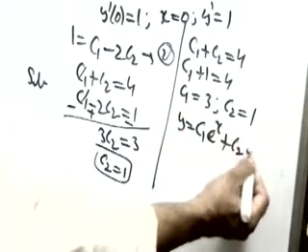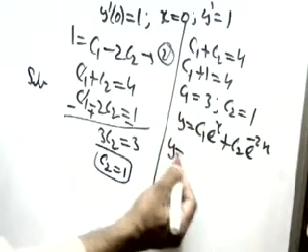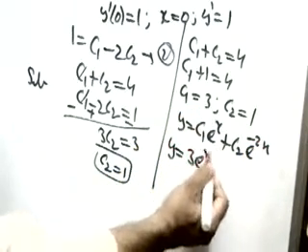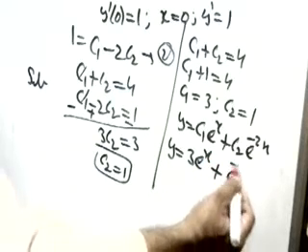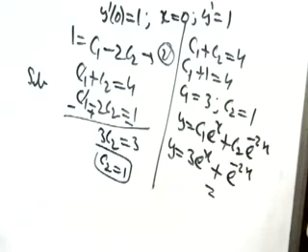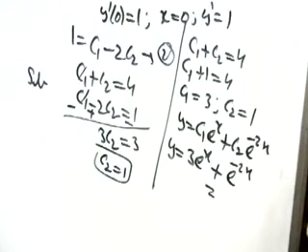What is the answer we got? c1 e power x plus c2 e power minus 2x. Now let me substitute the values of c1 and c2. c1 is 3, so this will be 3 e power x plus c2 is 1, so 1 into e power minus 2x. So what we have learned here is that whenever conditions like y of 0 or y dash of 0 are given, we use those conditions to find the constants c1, c2.